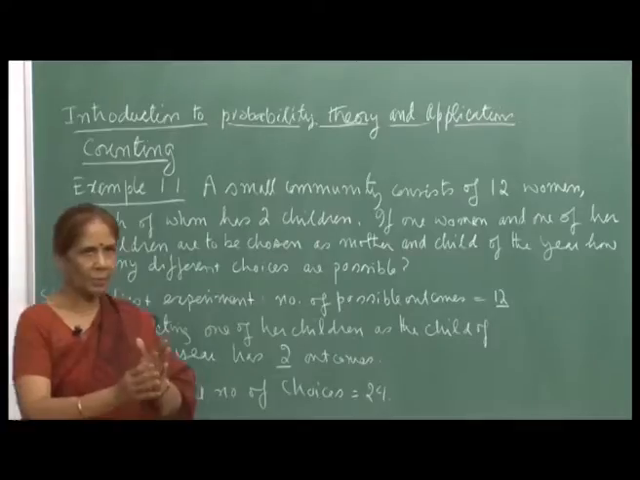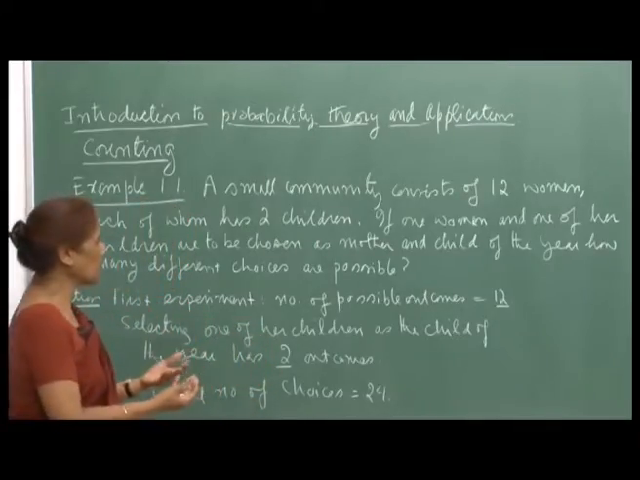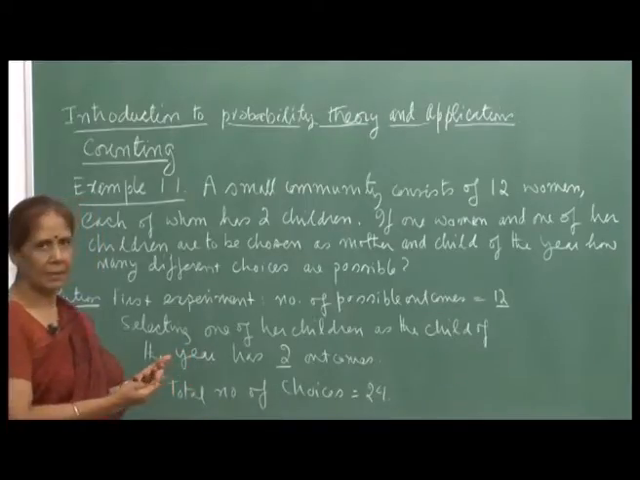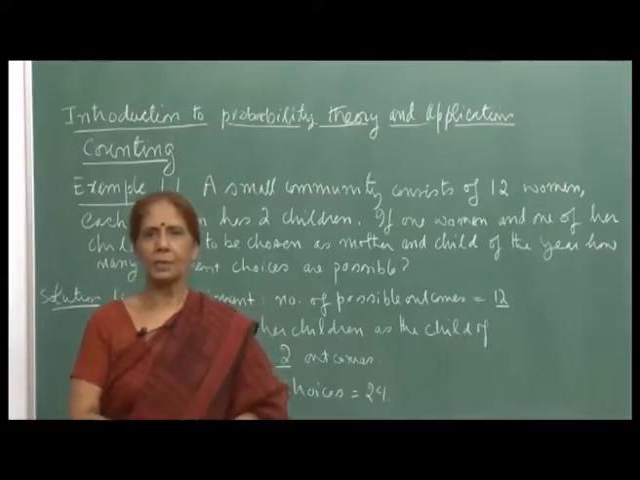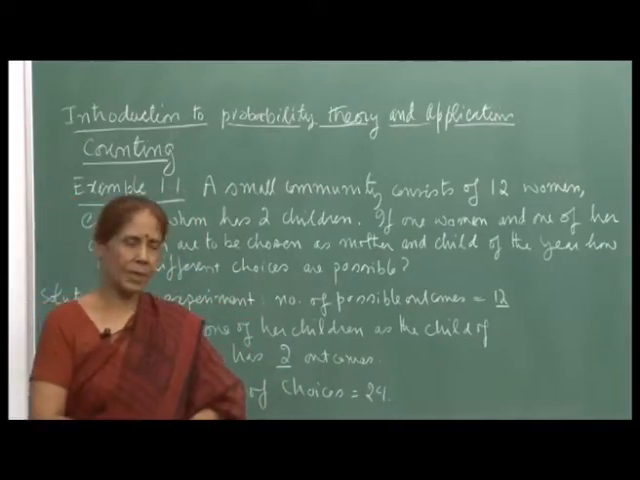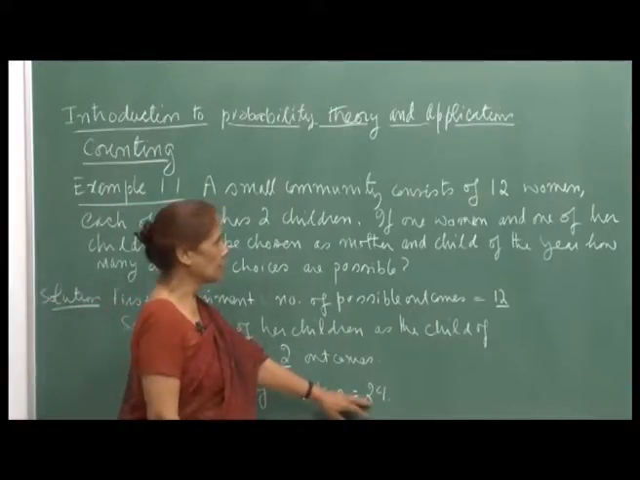So, I sort of broke up this event, which I will call the event of choosing the mother and child of the year, by first saying that I will choose the mother and then one of her children would be chosen as the child of the year. Therefore, the number of choices is 24.